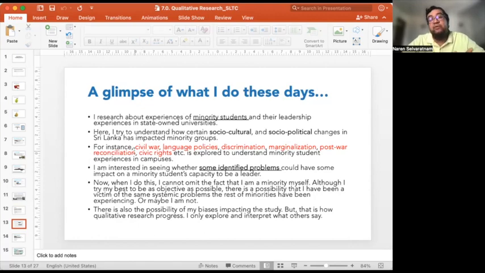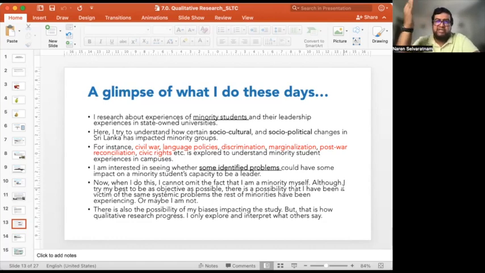So for instance, civil war. How has the civil war influenced minority students and their leadership? Language policies of the country, existing discrimination, marginalization, and post-war reconciliation effects, civil rights. Now, all these things are explored when I talk to people, for me to get a better understanding of the issue. I can go through existing literature to understand what exactly has been happening. And at the same time, I can go ahead and talk to people to understand more about how they make sense of all of these things. So I'm interested in seeing whether some identified problems could have some impact on minority students' capacity to be a leader.